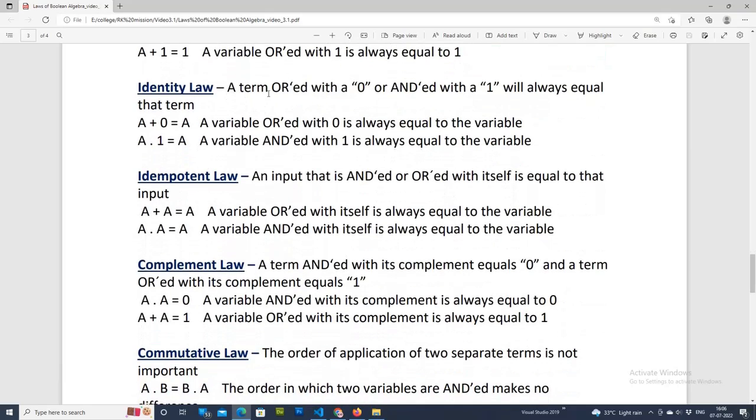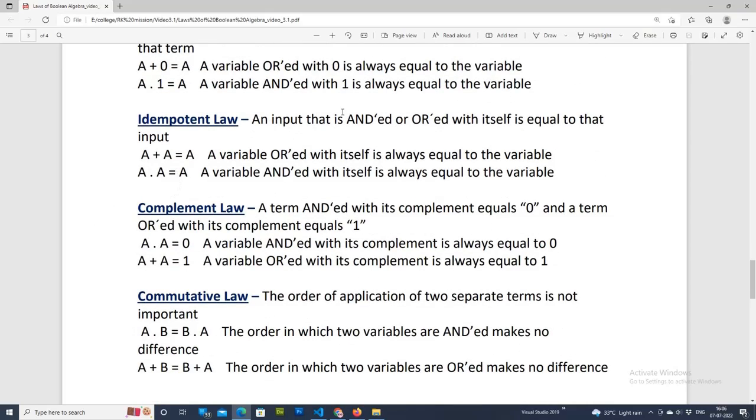Identity law. A term ORed with a 0 or ANDed with a 1 will always equal that term. A OR 0 equal to A. A variable ORed with 0 is always equal to the variable. A AND 1 equal to A. A variable ANDed with 1 is always equal to the variable.